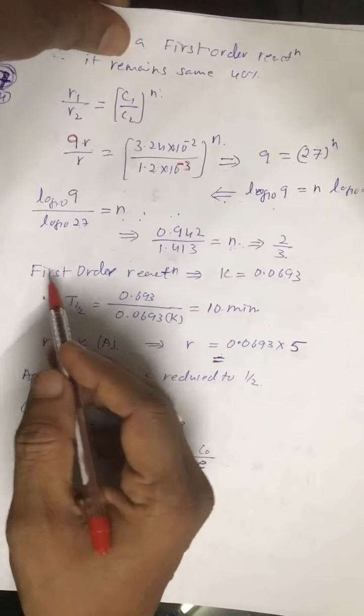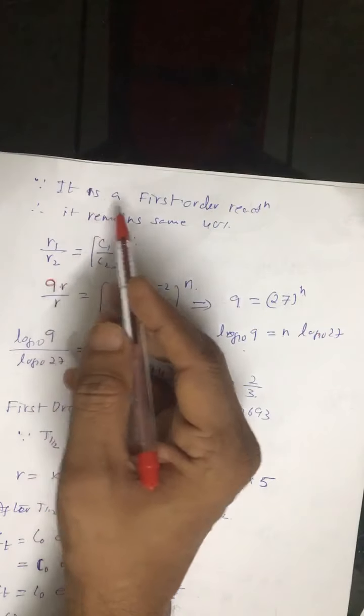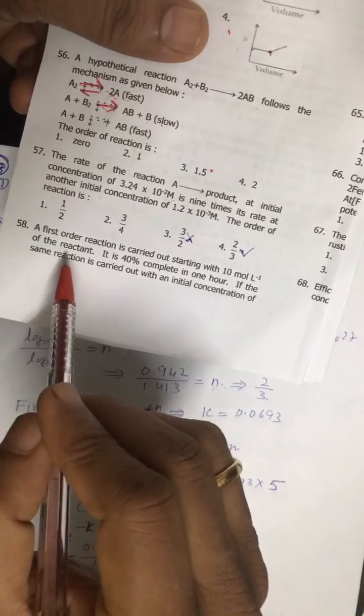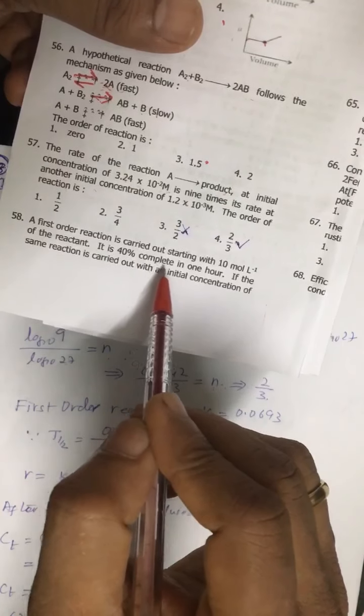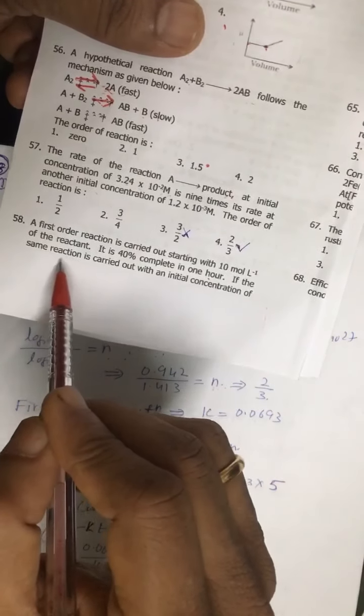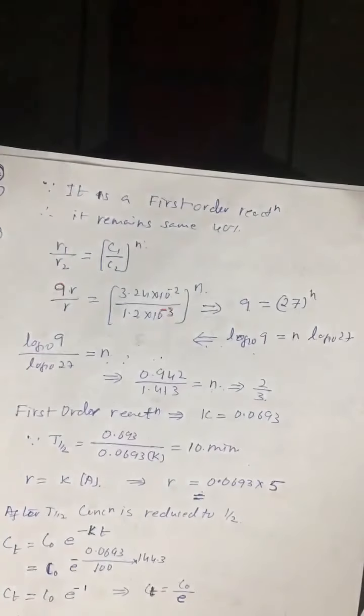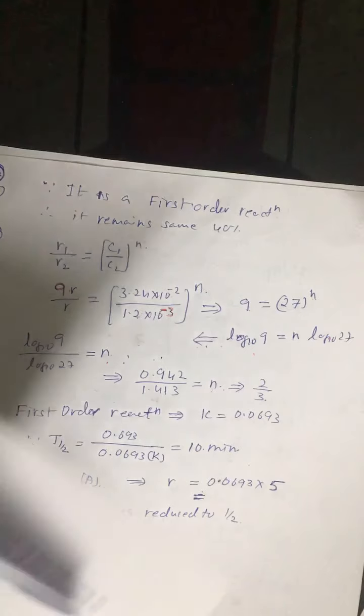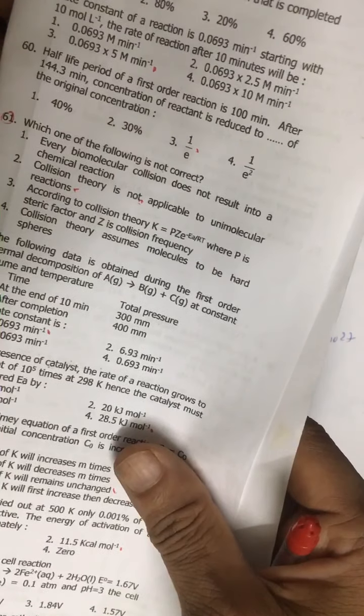Now look at question number 58. A first order reaction is carried out starting with 10 mole per liter of the reactant. If 40% of the reaction is completed in 1 hour, the same reaction is carried out with an initial concentration of 5 mole per liter. The percentage of the reaction completed in 1 hour will be the same, because both are first order reactions. So the correct answer is the first option.